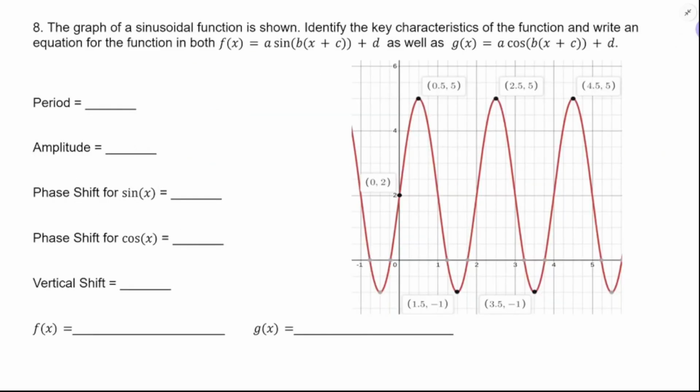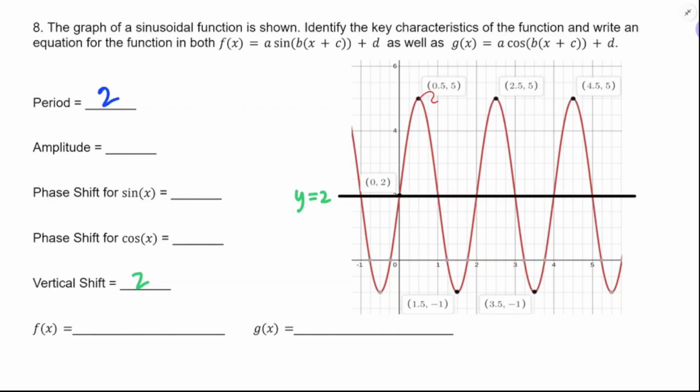All right, for this one, for the period, I'm just going to look top to top, and that's going to be 0.5 to 2.5, that's a width of 2. The amplitude is going to be, I'll just draw in the midline here. Usually would make that dotted, but I think that's all right. You can still see where the x and y axes are. And there's so many points labeled that I think we're going to be all right. The vertical shift is 2. So I'll write that in.